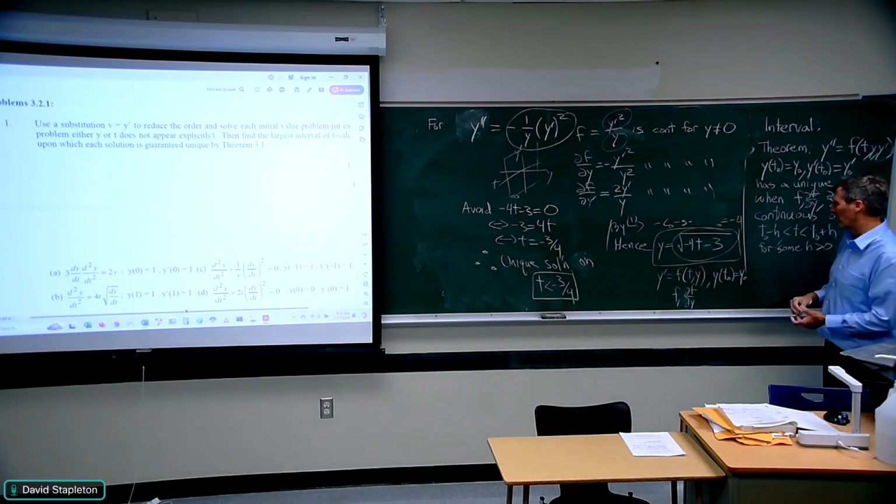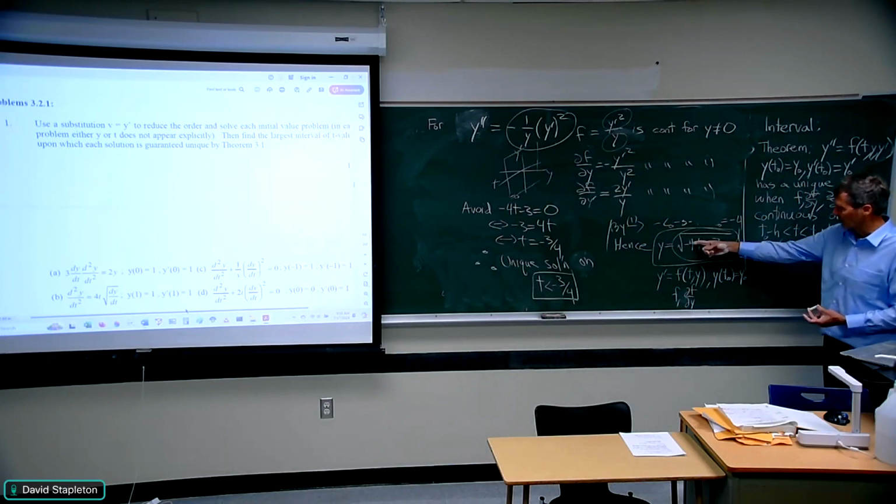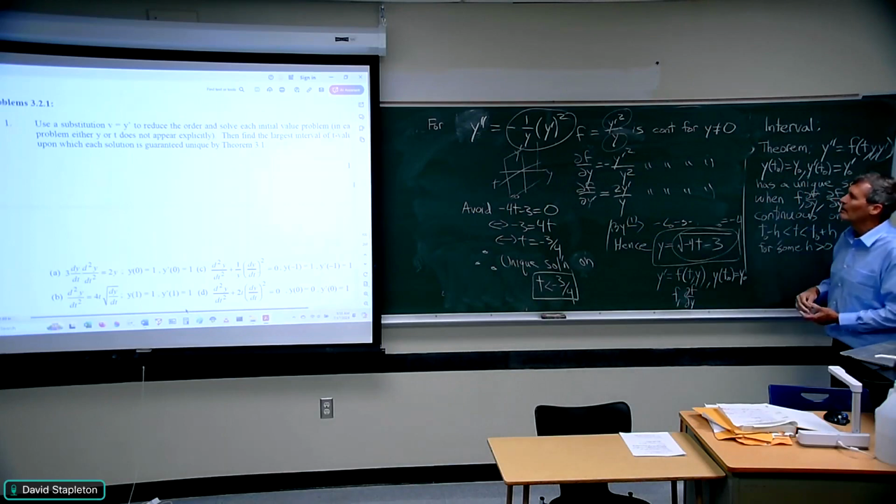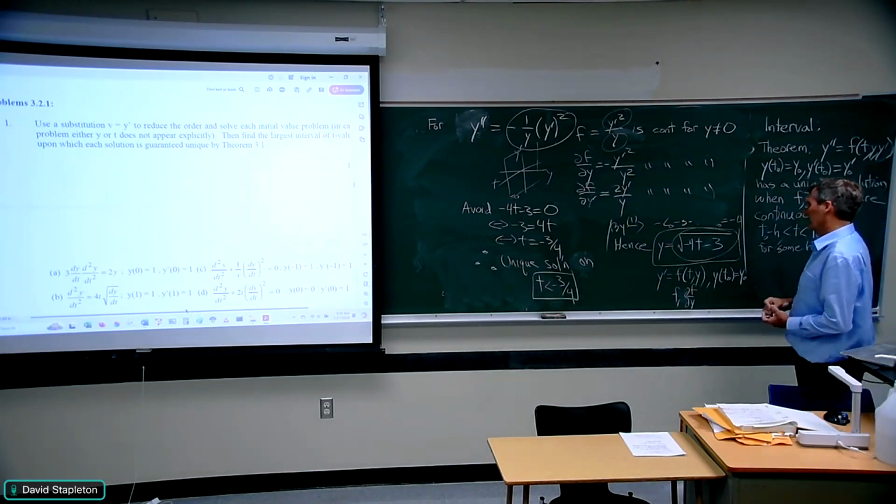And you can see why, right? You start getting the square root of a negative number after that. In fact, at minus 3/4, I think the slope is infinite here, isn't it? So the theorem makes sense intuitively as well as logically.